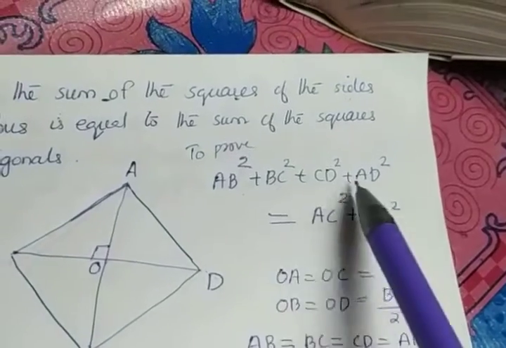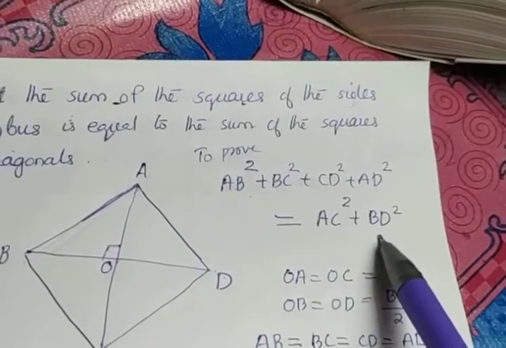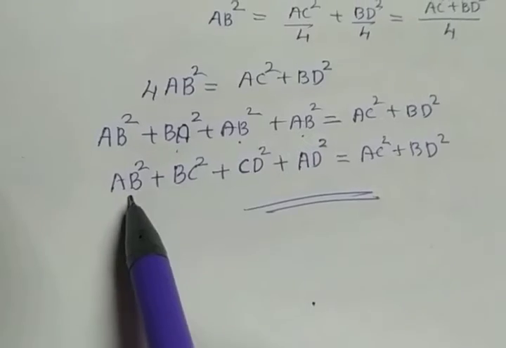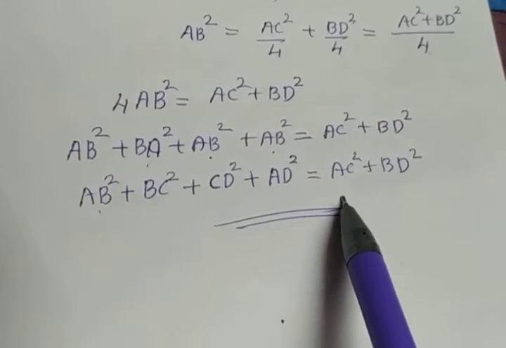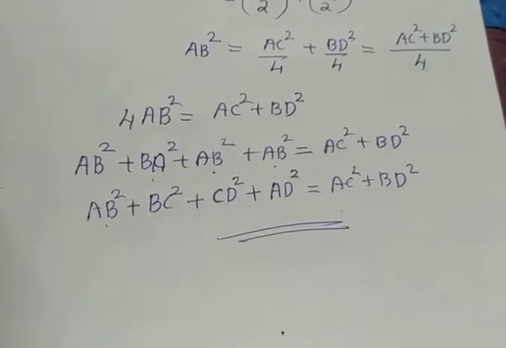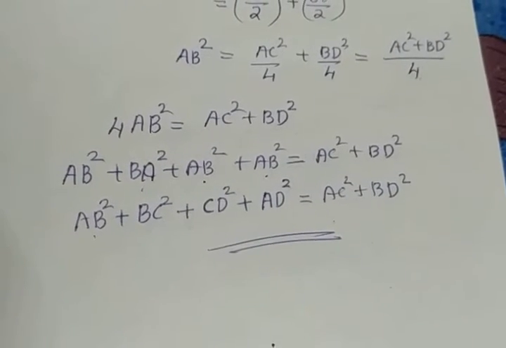Sum of the squares of the sides is equal to sum of the squares of the diagonals. So we proved that sum of the squares of the sides is equal to sum of the squares of its diagonals. Okay, we just applied the property of rhombus.